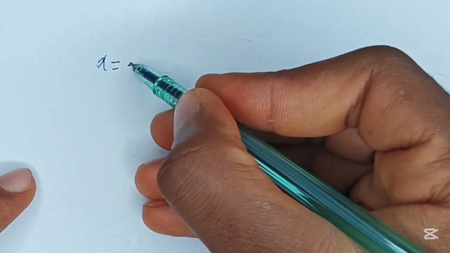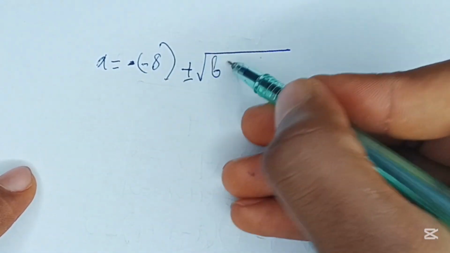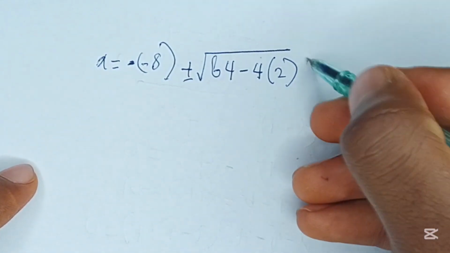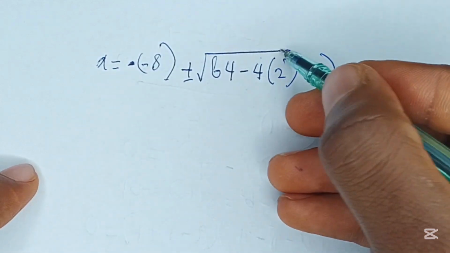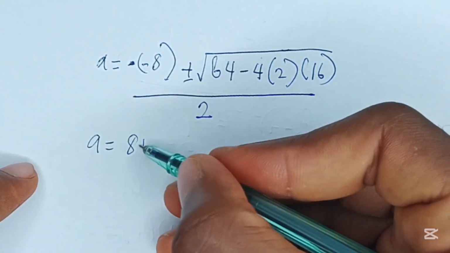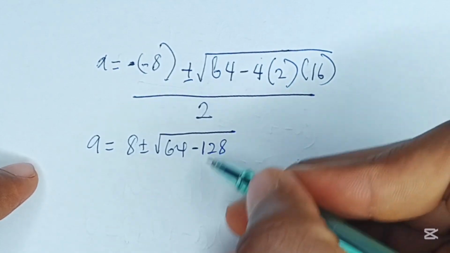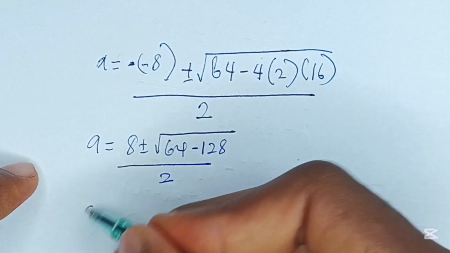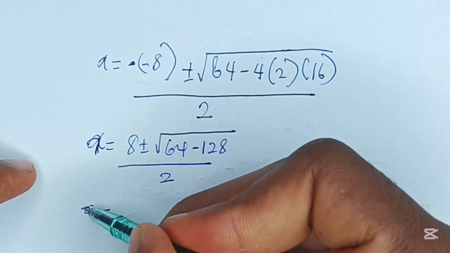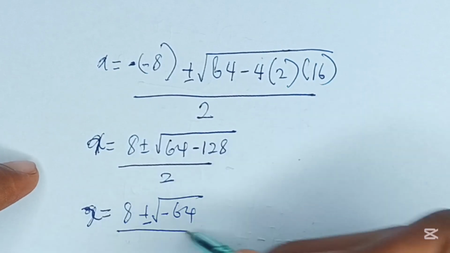x will be equal to minus negative 8 plus or minus square root of negative 8 squared, which is 64, minus 4 times a, which is 2, times c, which is 16, all over 2 times a, which is 2 times 1, which is 2. x is now equal to 8 plus or minus square root of 64 minus 128, all over 2. x is now equal to 8 plus or minus the square root of negative 64, all over 2.